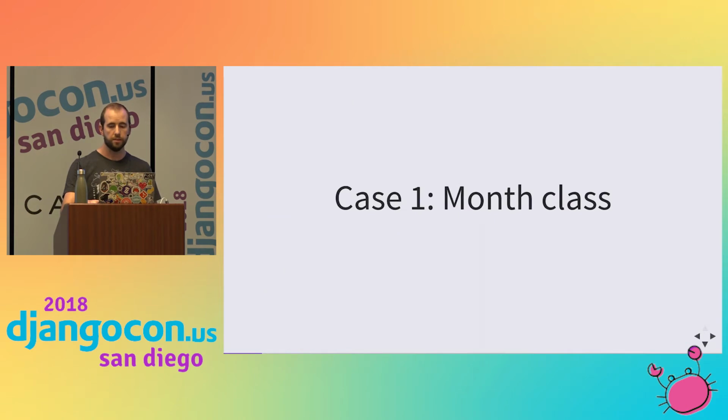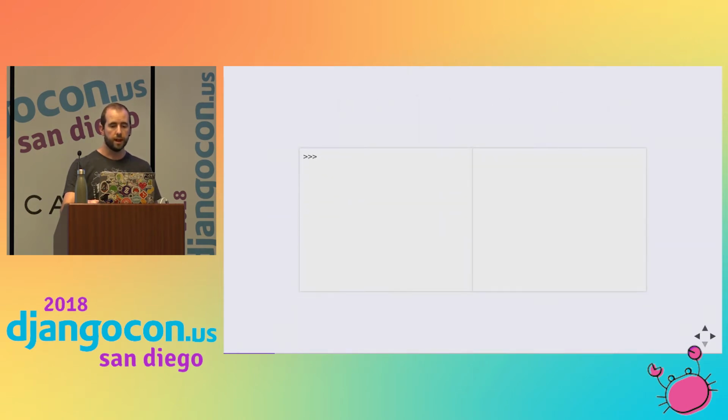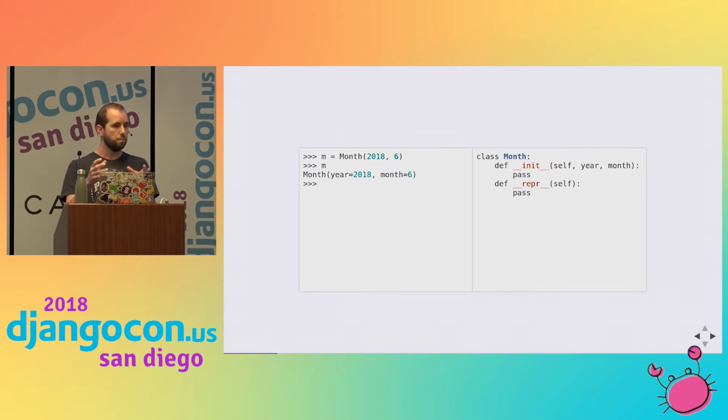First one's a month class. We want this class to accept attributes, which means we're going to need an initializer. We also want this class to have a helpful string representation, which means we have to have a Dunder repr method. Dunder, by the way, stands for double underscore, and these are essentially special methods that allow us to communicate with Python. This is a contract we have with the Python interpreter.